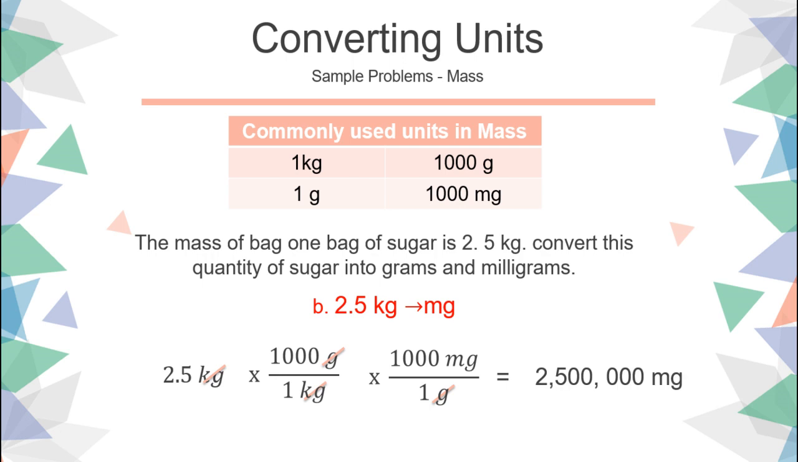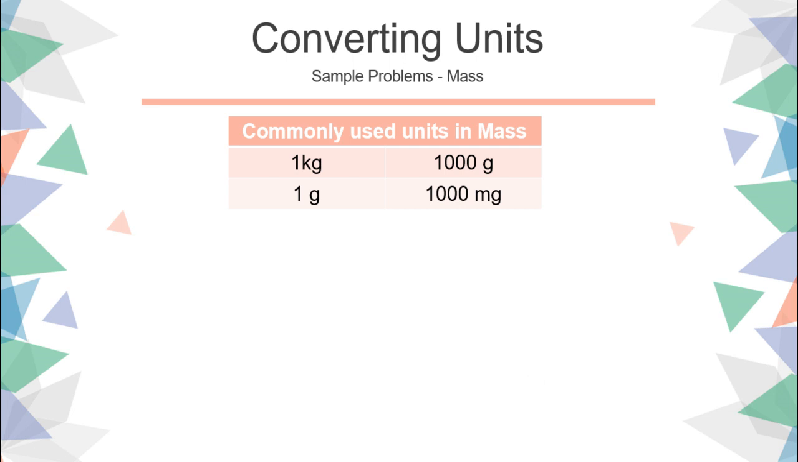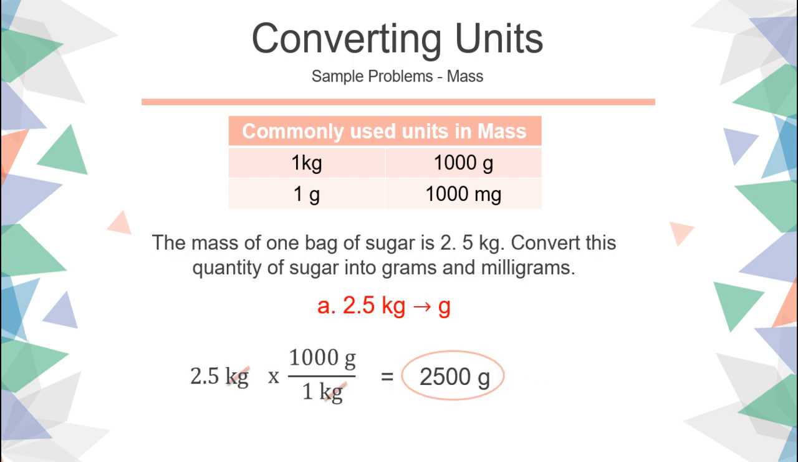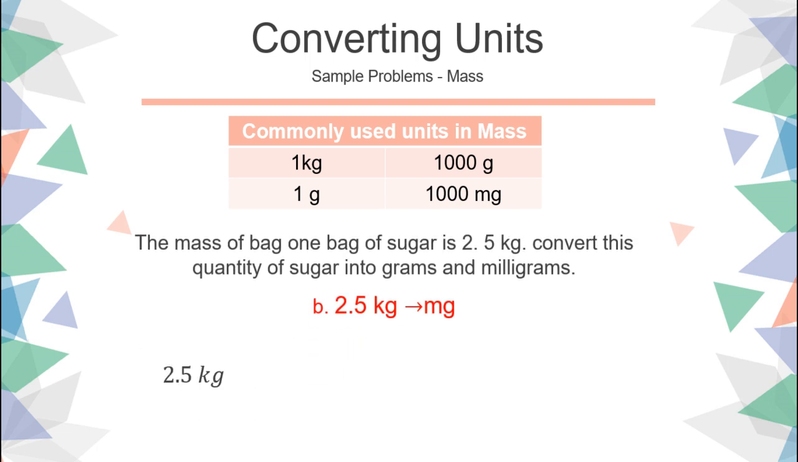2,500,000 milligrams. So that is our final answer. Therefore, 2.5 kilograms, when converted to milligrams, is 2,500,000 milligrams. Let's go back for a while: 2.5 kilograms when converted to grams is 2,500 grams. Now, I guess that's easy.